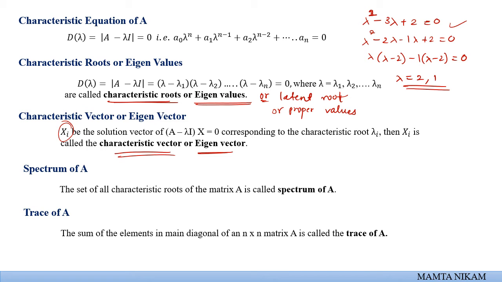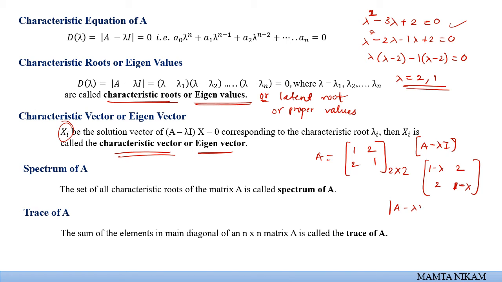So basically here what do we do, whatever matrix equation we have, suppose you are given a 2 cross 2 matrix, that matrix you have to write in the form of a characteristic matrix, in the form of the characteristic equation, meaning in the form of A minus lambda I. Suppose it is given as 1 2 2 1, then it becomes 1 minus lambda, 2, 2, 1 minus lambda. This will be the characteristic matrix. The corresponding characteristic equation will be determinant of A minus lambda I equal to 0, meaning determinant of 1 minus lambda, 2, 2, 1 minus lambda equal to 0.